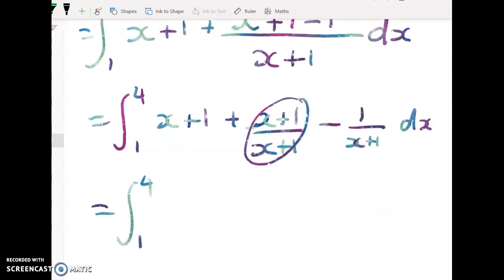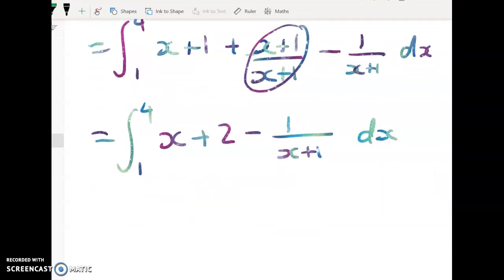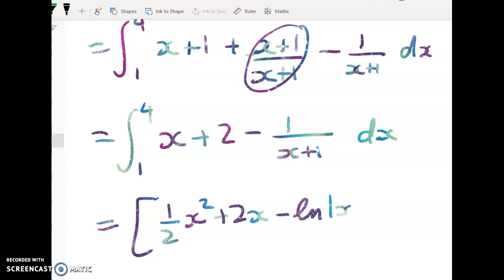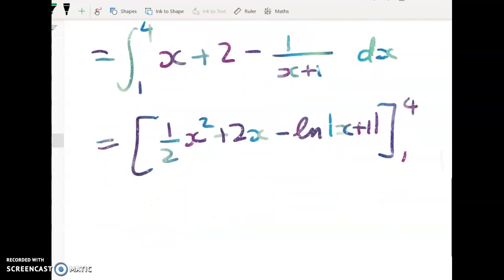So now we've got the integral from 4 to 1 of x plus 2 minus 1 over x plus 1 dx. And we can integrate that really easily. We're going to get a half x squared plus 2x minus the natural log of x plus 1, evaluated at the limits of 4 and 1.